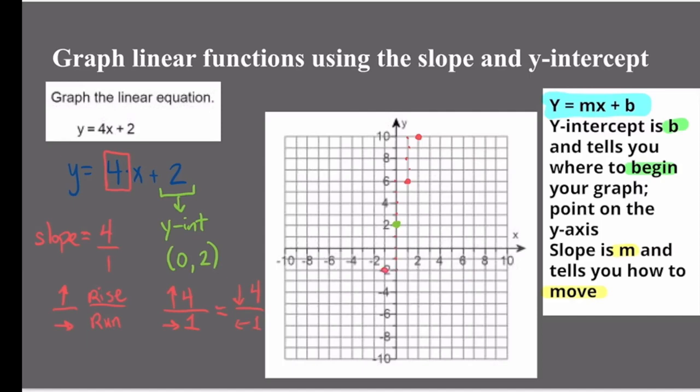And then all of these points are going to connect into a nice line. I cannot draw a straight line, but that would be your equation, y equals 4x plus 2. That's how you would graph it using the slope and the y-intercept.